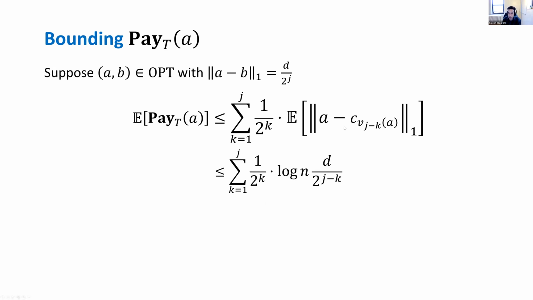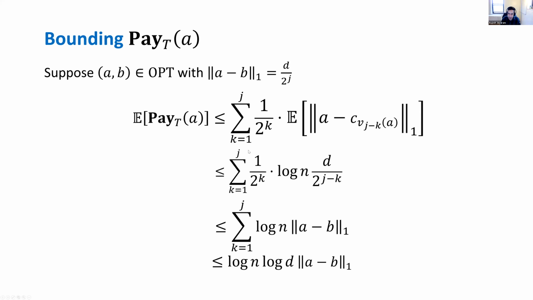So just plugging in what we know, the worst case bound is log n times d over 2 to the depth, which is here j minus k. These 2 to the k, 1 over 2 to the k cancel. So we get log n times the actual distance, because remember d over 2 to the j was the actual distance between A and B. But now the depth of the tree is log d, so we're summing this log d times, so we get log n times log d times the actual distance. And so this says that the payment in expectation is at most log n times log d times the actual distance.